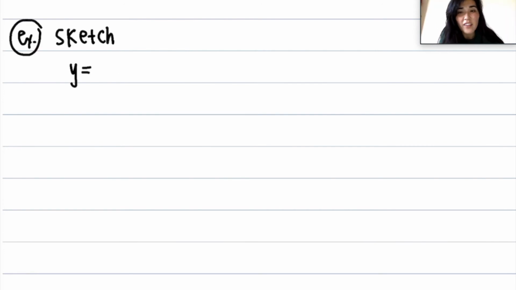All right, guys, I'm going to have you sketch for me the rational function y is equal to negative 2 over x plus 5 minus 3. So figure out what those asymptotes are, where the branches go, and then we'll go from there. All right. Try that one.